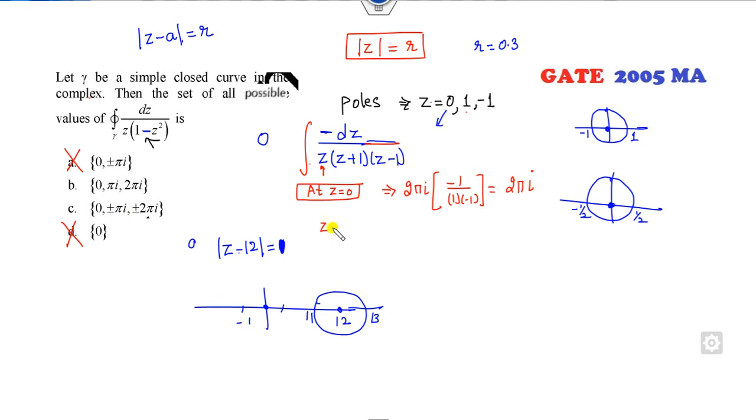Now at z equal to 1, I can find the values corresponding to this. So I can substitute z equal to 1 apart from this term. So it's minus 1 over 1, and 1 plus 1 is 2. So clearly it's minus of pi iota, but he said plus of pi iota. The right answer is my C, the correct option.